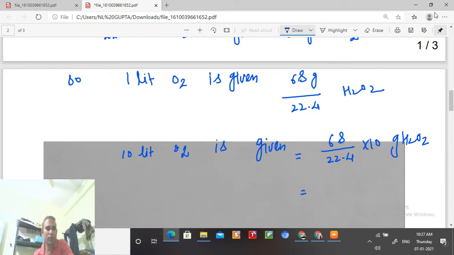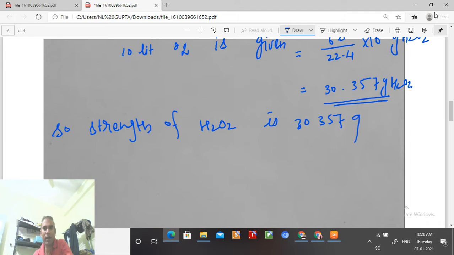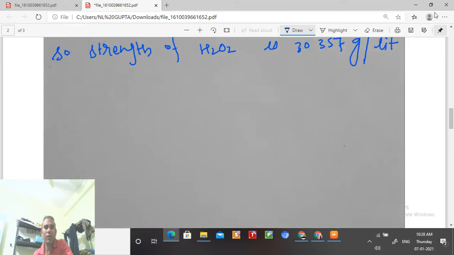it will come 30.357 gram H2O2. So in 1 liter, this many grams are there. So the strength of H2O2 is 30.357 gram per liter. Now the next point they are asking is the normality.